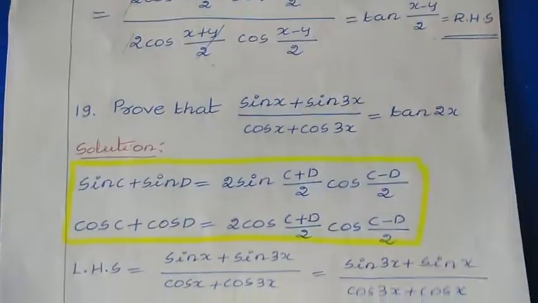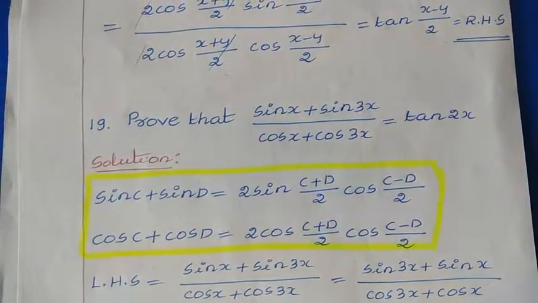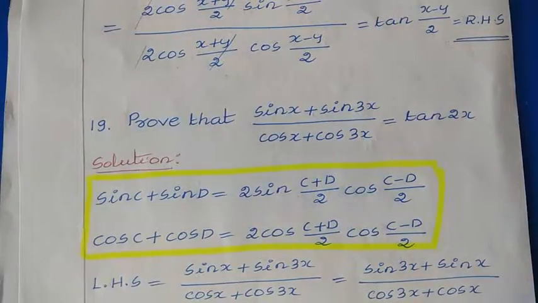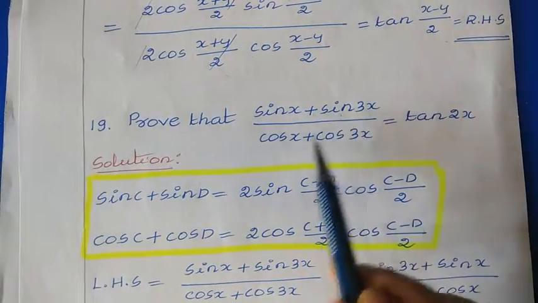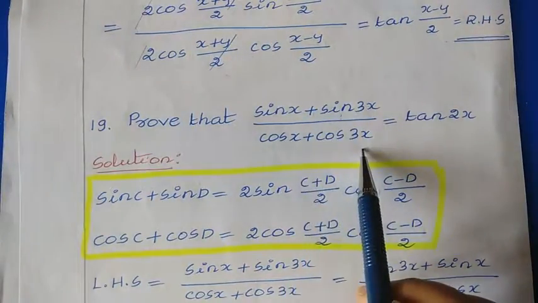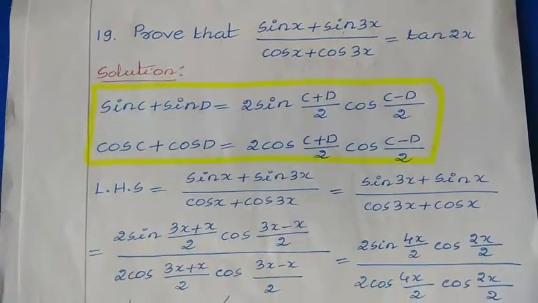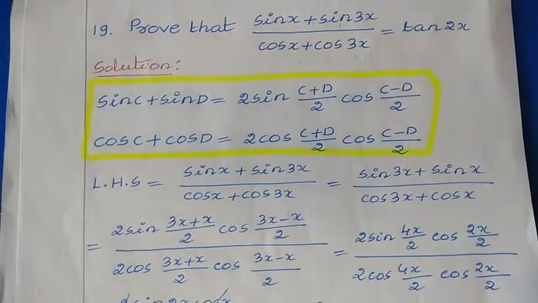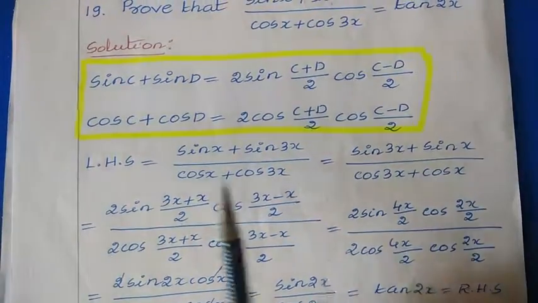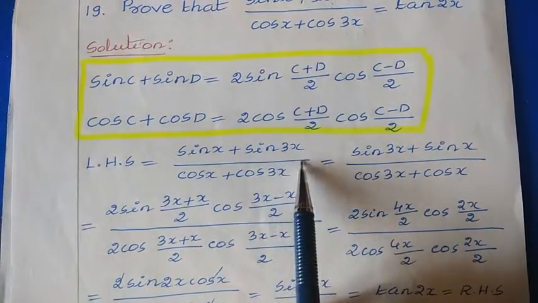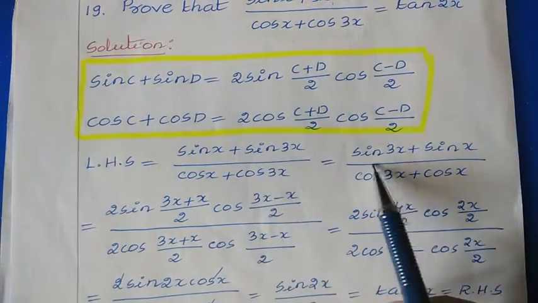Next, 19th question. Prove that (sin x plus sin 3x) divided by (cos x plus cos 3x) is equal to tan 2x. See here, we can use the formula sin C plus sin D for this, and for this cos C plus cos D. So now let us take the LHS. LHS is equal to (sin x plus sin 3x) divided by (cos x plus cos 3x). So now here we have sin x plus sin 3x. Instead of writing it this way, just rearrange, first you write the bigger value, sin 3x plus sin x.